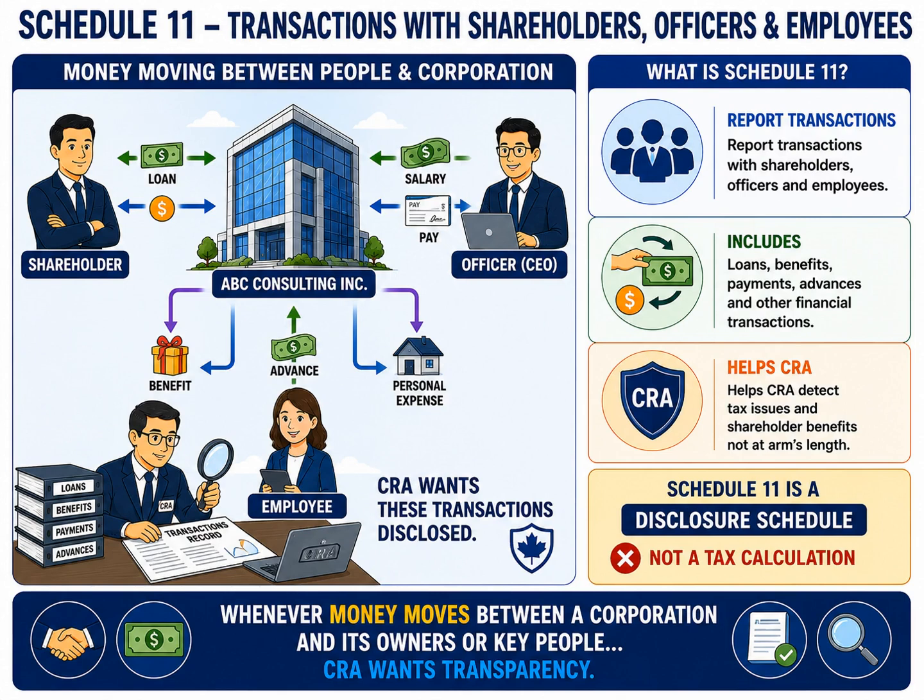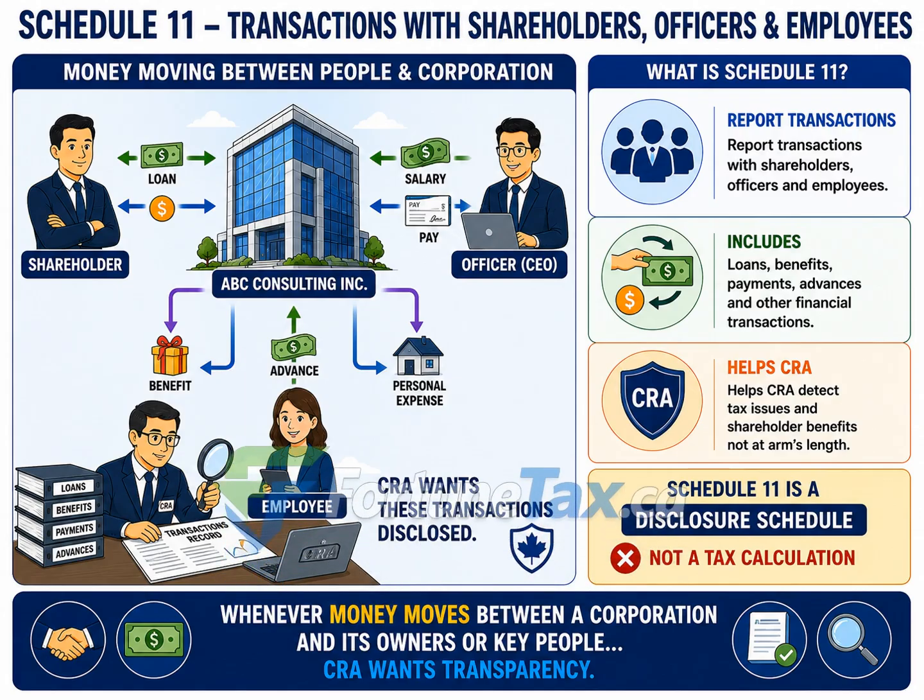It's important to understand that Schedule 11 is primarily a disclosure schedule. It does not calculate the corporation's tax. Instead, it provides the CRA with information about transactions that may require further review under other provisions of the Income Tax Act. That doesn't mean every transaction reported on Schedule 11 creates additional tax. Many transactions are completely legitimate and have no adverse tax consequences. However, the CRA still expects these transactions to be reported accurately so that it has a clear picture of the financial relationship between the corporation and the individuals connected to it.